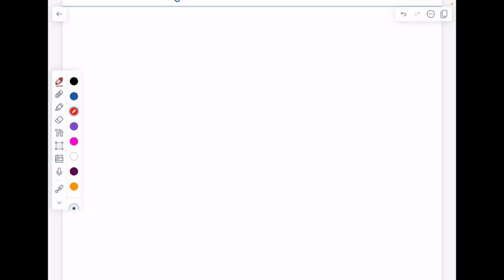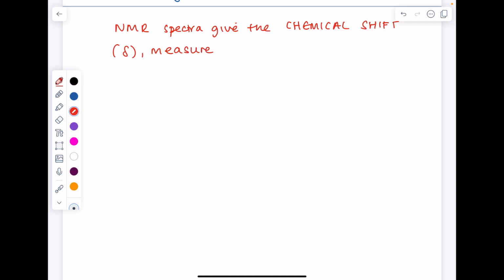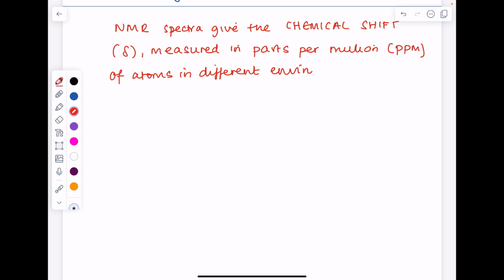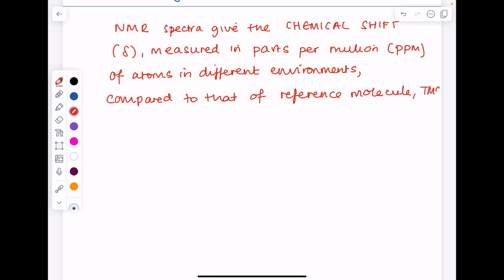I just want to write this statement and then we'll look more closely at some examples. So NMR spectra give, you'll see me talk about this all the time, the chemical shift measured in parts per million of atoms in different environments compared to that of reference molecule TMS.